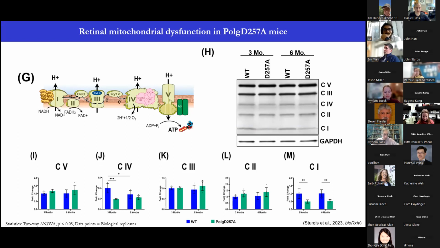Yeah, so I guess it is definitely worth doing what you were suggesting earlier and measuring the enzymatic activity of complex 1 and 4.